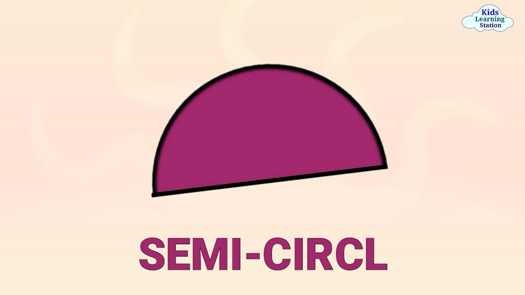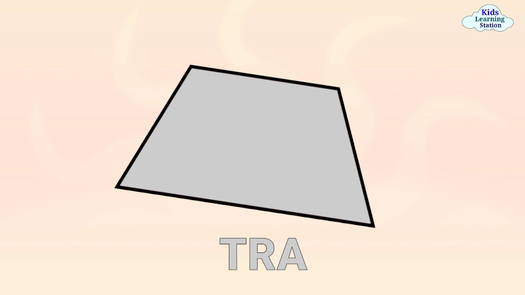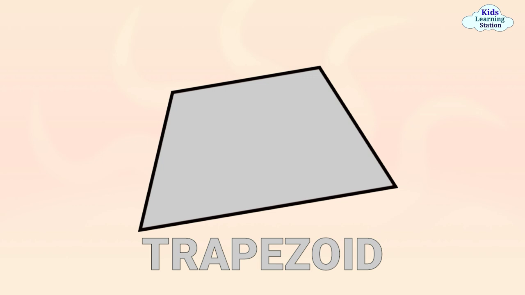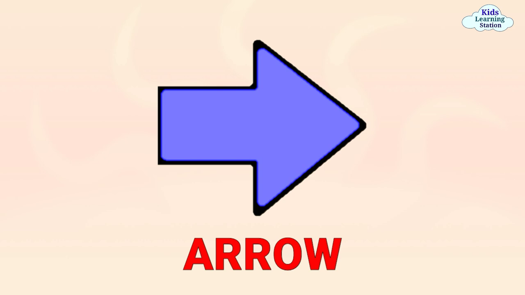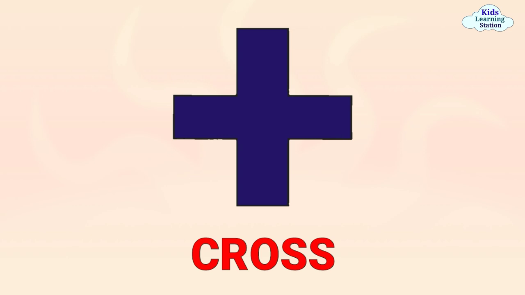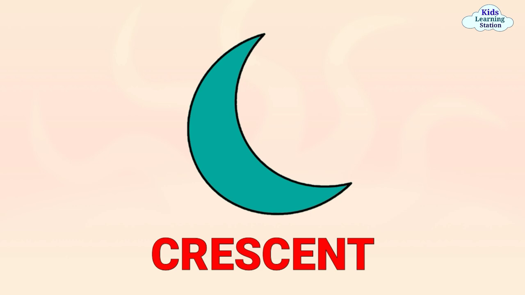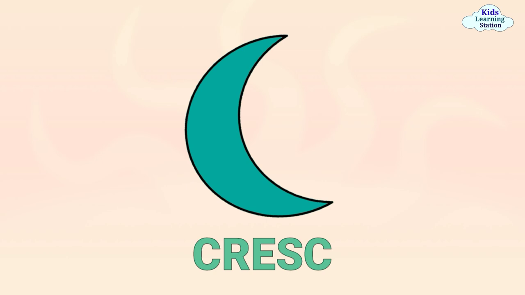Semicircle. Trapezoid. T-R-A-P-E-Z-O-I-D. Trapezoid. Arrow. A-R-R-O-W. Arrow. Cross. C-R-O-S-S. Cross. Crescent. C-R-E-S-C-E-N-T.